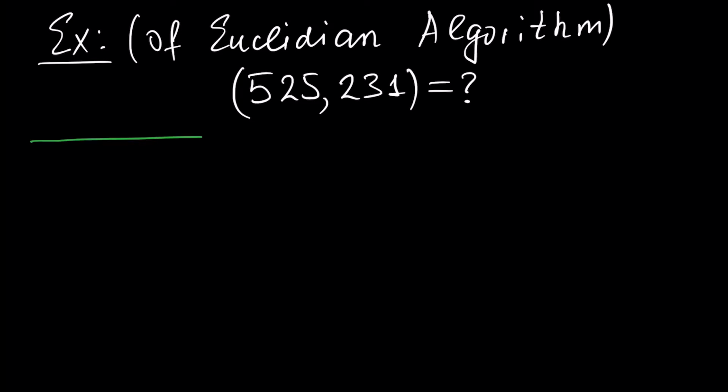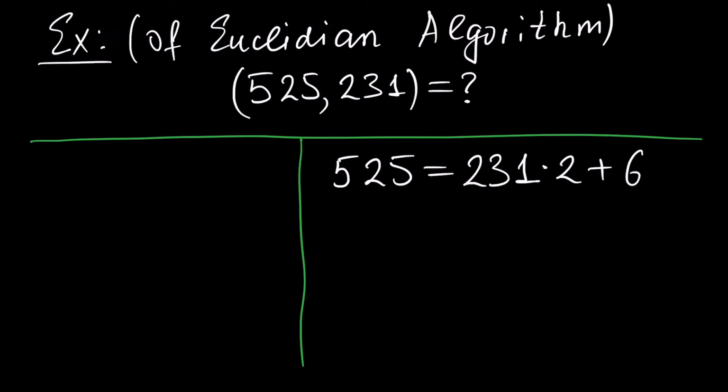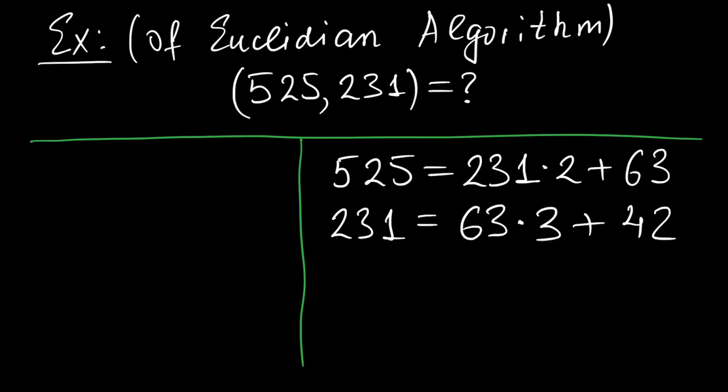First of all, we know that number 525 can be represented as 231 times 2, and we will have a remainder 63. And since our remainder 63 is less than 231, we can continue our division, and 231 will be 63 3 times plus another number 42, and this number 42 is less than 63, and let's continue our algorithm.